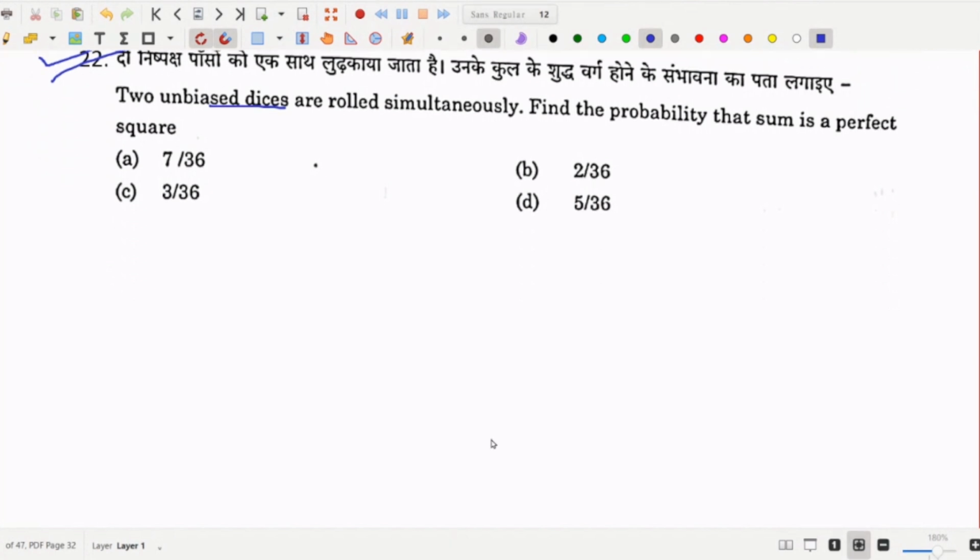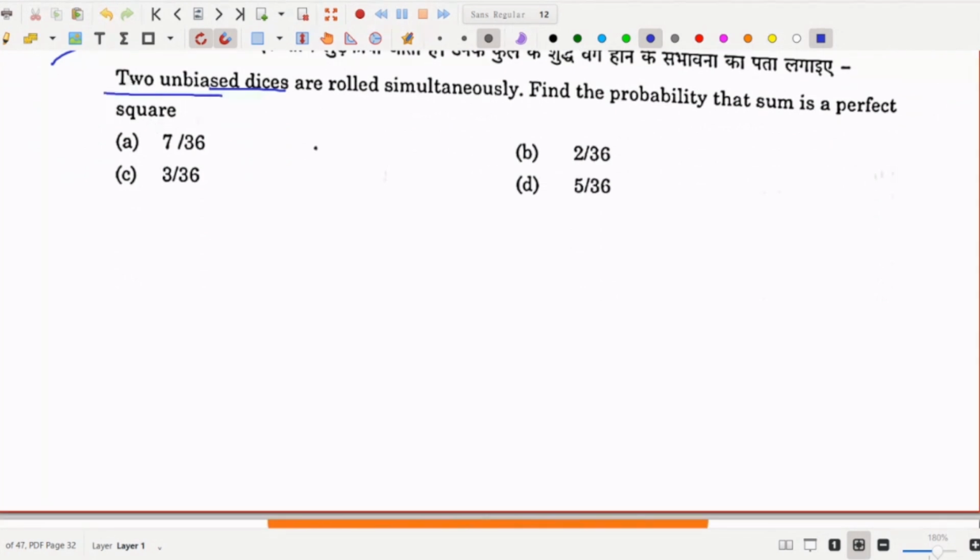No issue. So in this question, what they are talking about, two unbiased dice are tossed simultaneously. Find the probability that the sum is a perfect square. If we are tossing two coins, sorry, two dice, not coins. So what will our sample space become?